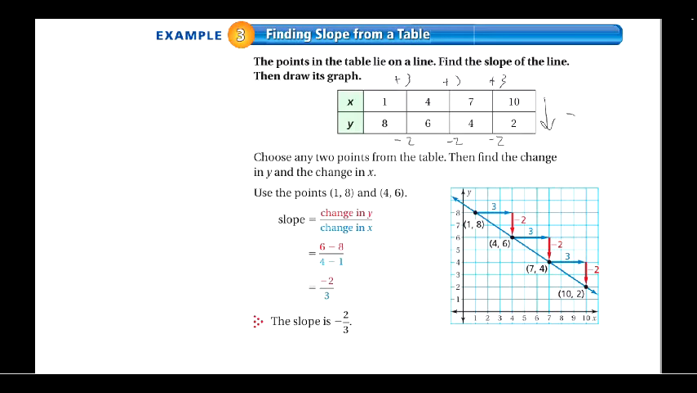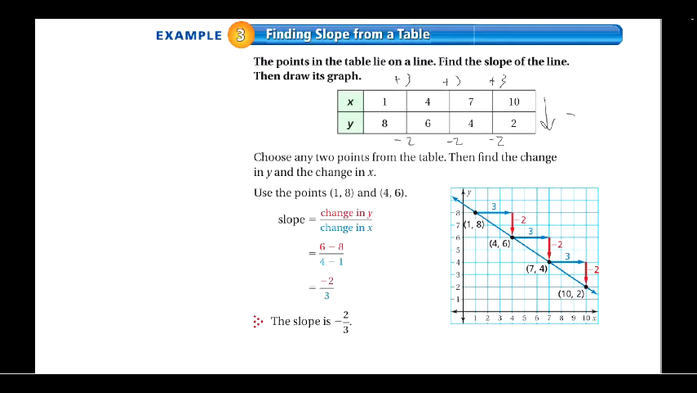Now let's look at the graph and see if it's consistent. It looks like every time they went over 3, down 2, over 3, down 2, over 3, down 2. And instead of doing a bunch of math and an equation, they just used a graph to find those points. Bing, bang, boom, boom, boom.